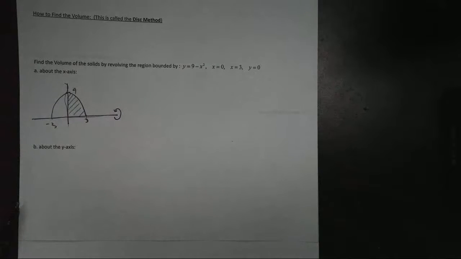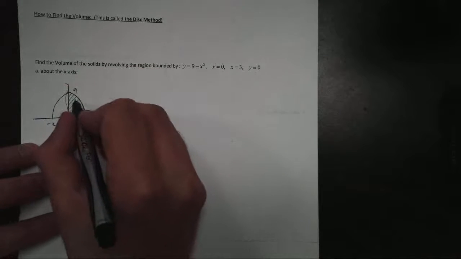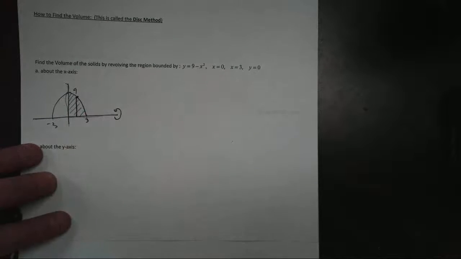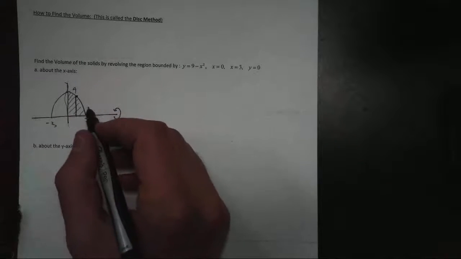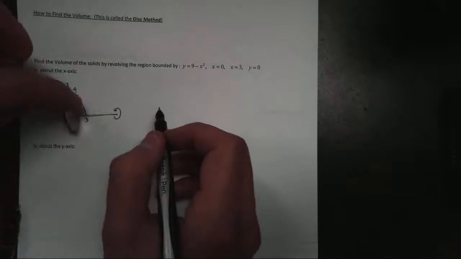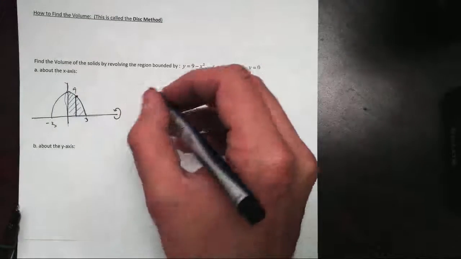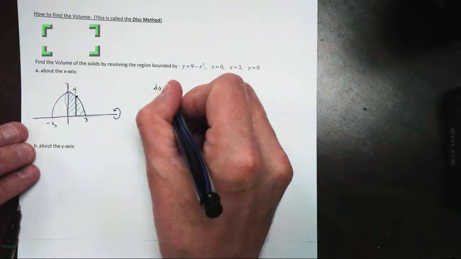All right, so I need to draw my rectangle. Remember, when drawing your rectangle, I'm starting with my function, and I measure to the x-axis, just like what we did when we wanted to find area between two curves. It's very similar to that, except the difference is that when I revolve it, now I'm going to get my cylinder. So I'm going to draw my disk.